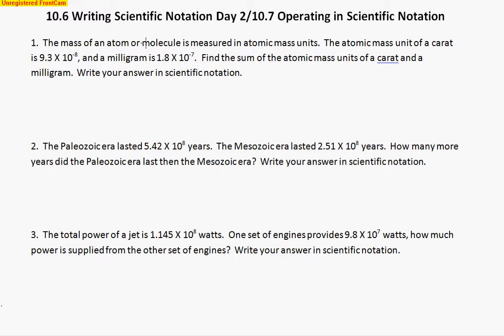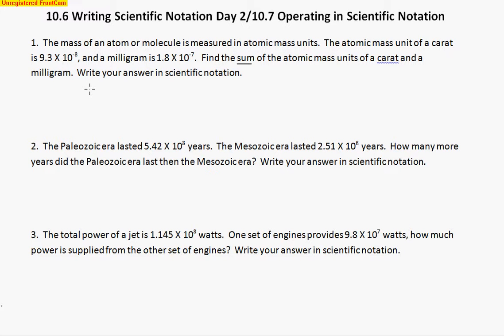So let's take a look at our first problem here, and what it says is that the mass of an atom or molecule is measured in atomic mass units. The atomic mass unit of a carat is 9.3 times 10 to the negative 8th milligram. Find the sum. Okay, so sum means we're going to add numbers together. We're trying to find the sum of the atomic mass units of a carat and a milligram. And we'll write the answer in scientific notation.